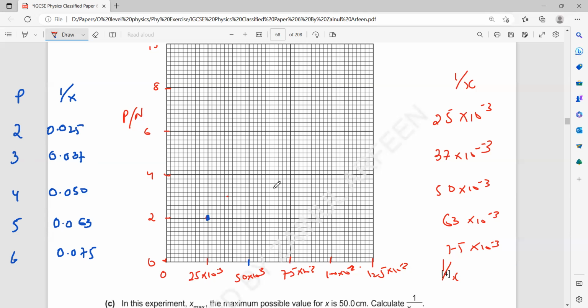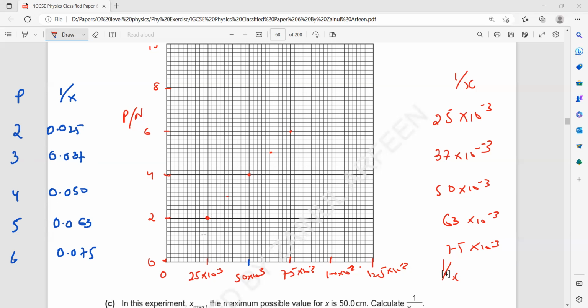Then 4 and, so this will be 4 and 50. Then 5 and 63. So this will be 52.5, 55, 57.5, 60, 62.5, and just about 62, near 62.5 and 3, and then 75, 6 and 75. So these are the points which we mark.